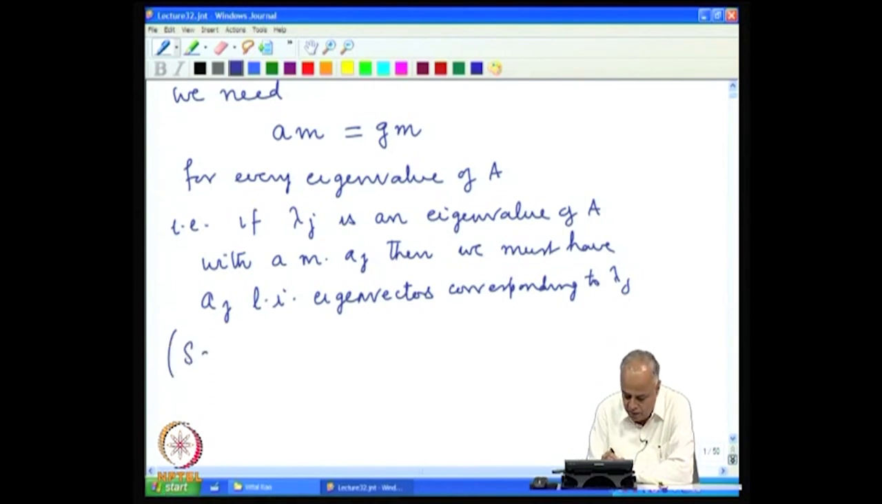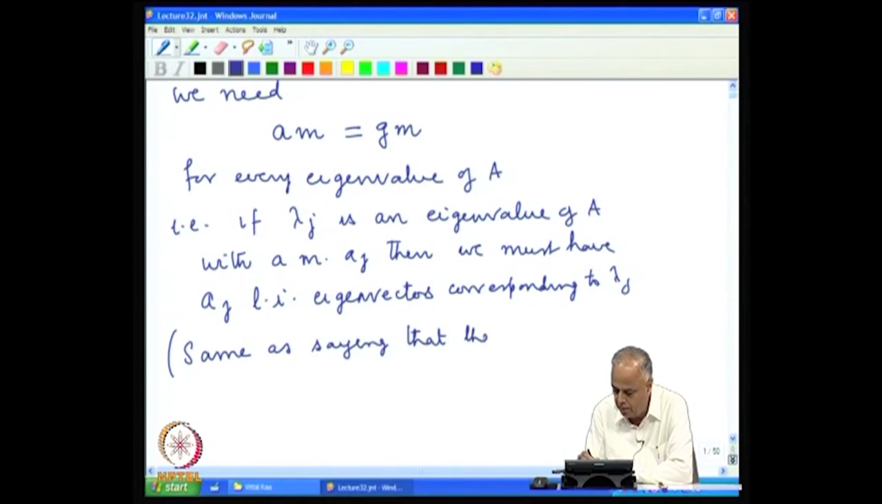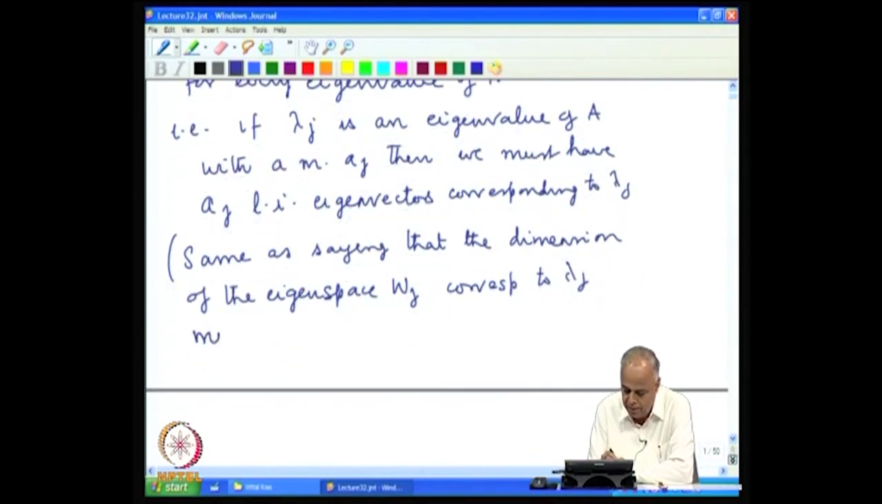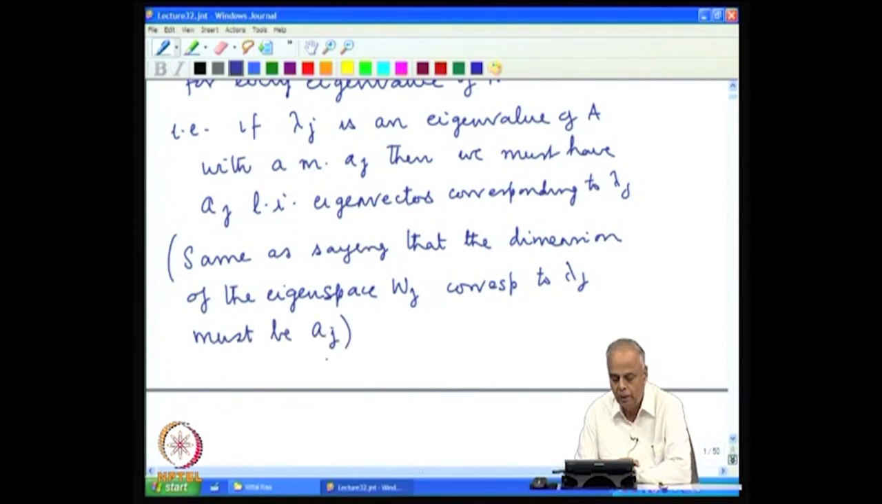This is the same as saying that the dimension of the eigenspace Wj corresponding to lambda j must be Aj. So, we need this condition for diagonalizability.